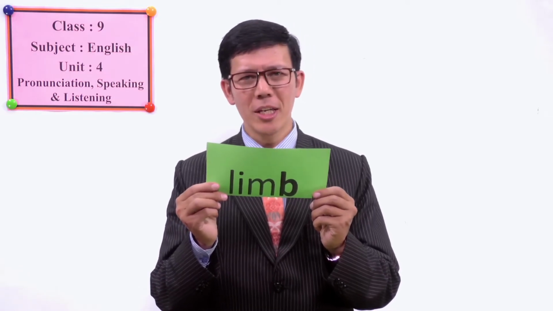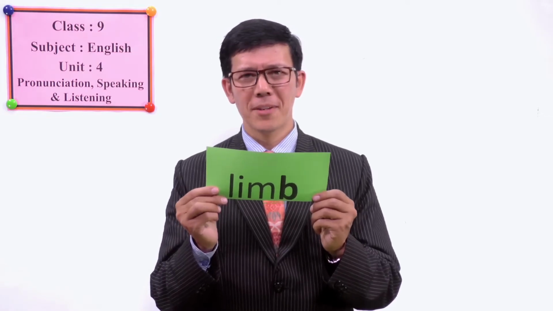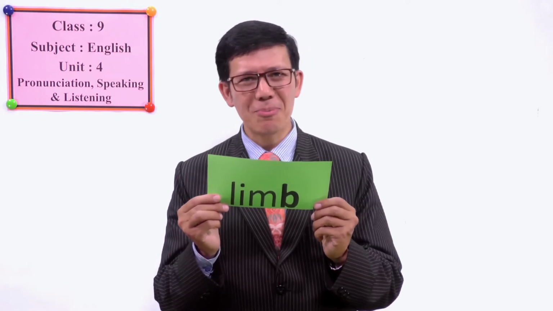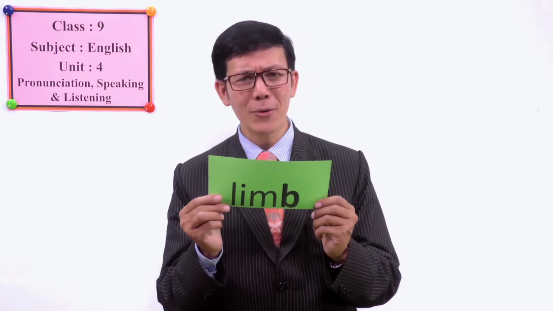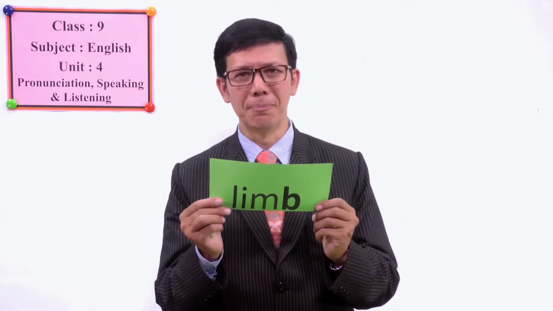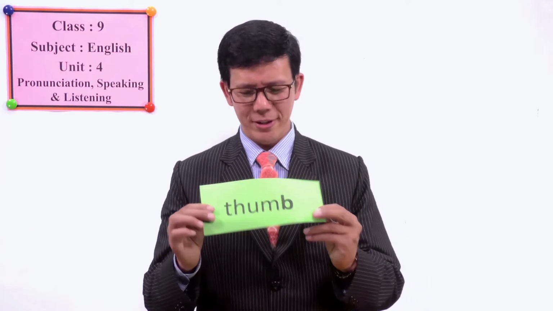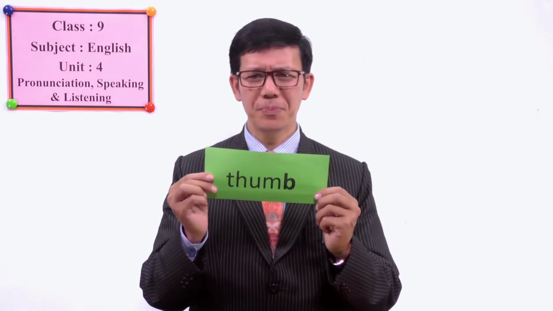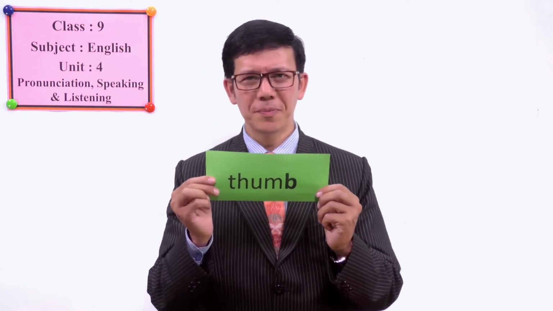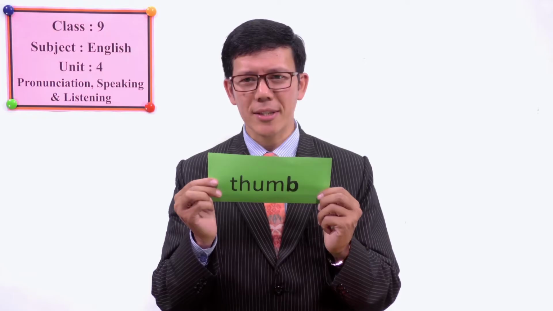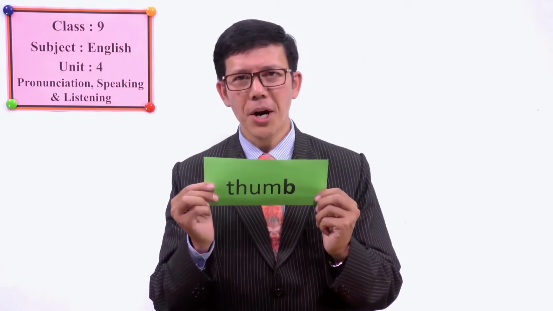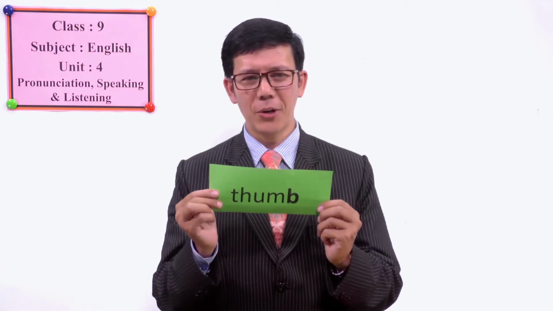Good try. Okay, this is limb. Limb. But this is not pronounced as limbo, okay? I have often heard this word pronounced wrongly, but it is limb. Very good. Now, let's see another word. What about this word? How do you pronounce this one? Good. You are practicing together. This is pronounced as thumb. Thumb. Good.